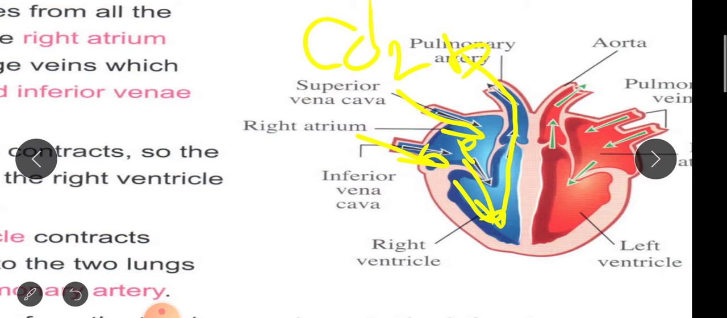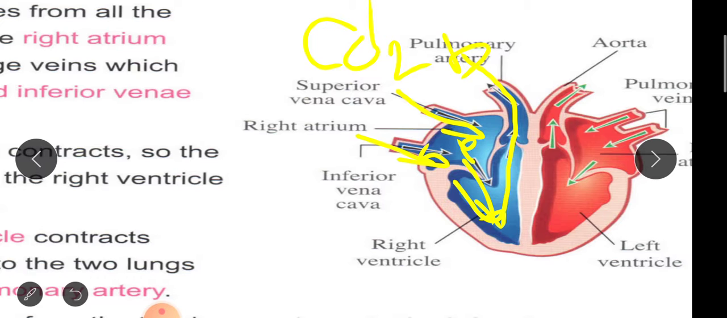What will happen in the lungs? In the lungs will happen an exchange of gas. The blood will leave the carbon dioxide to go outside my body in the breathing out process or expiration process, and it will carry the oxygenated blood. So now the blood leaves the carbon dioxide and takes what?